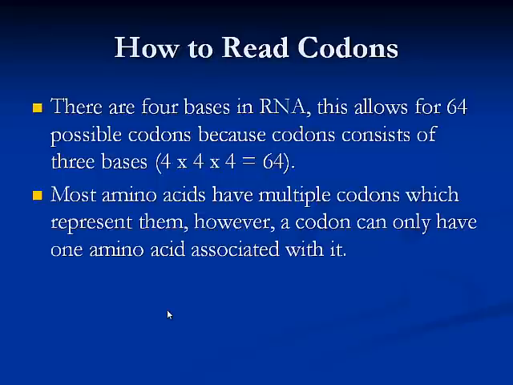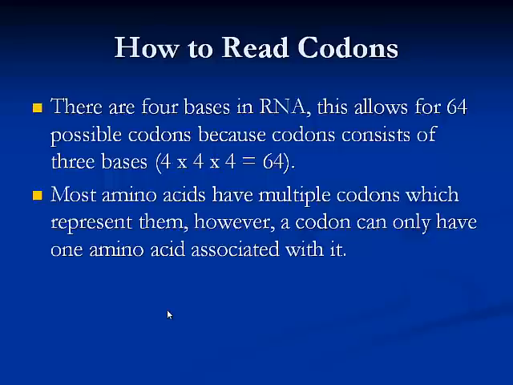So that means there are many more combinations than there are actual amino acids. There are only 20 amino acids. So what this means is that most amino acids actually have multiple codons which represent them. So let's see, in the case of serine, UCU, UCC, UCA, and UCG codons code for it. So it has 4 possible codons that will all code for serine.